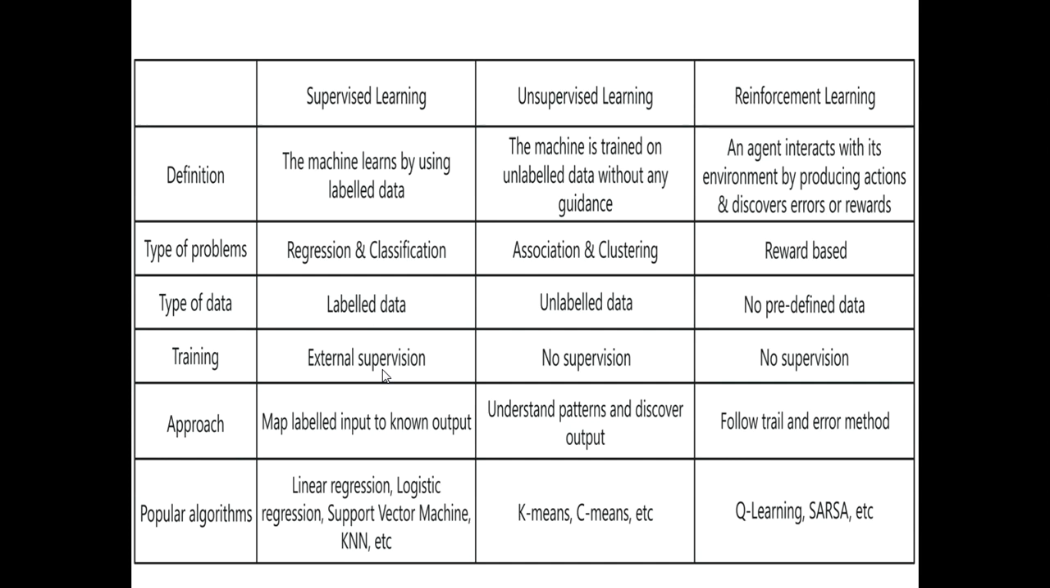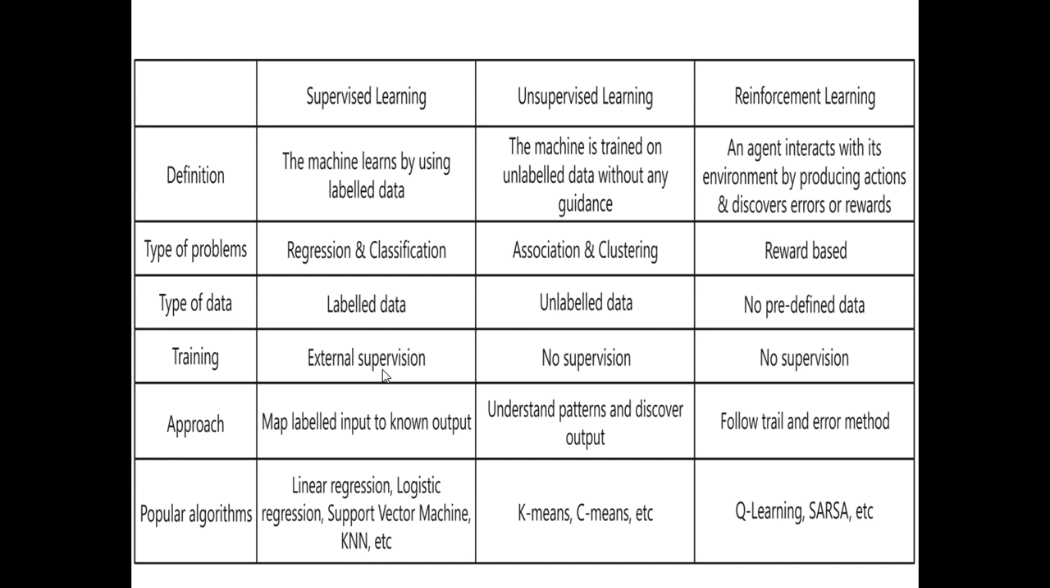Approaches: supervised learning maps labeled input to known output, while unsupervised learning understands patterns and discovers output, as we do with clustering. For example, face recognition and voice recognition: you can have some patterns there, and you discover the output according to that. The machine gets some pattern of voice of a specific person, and it discovers whose voice that is. In reinforcement learning, it follows a trial and error method.